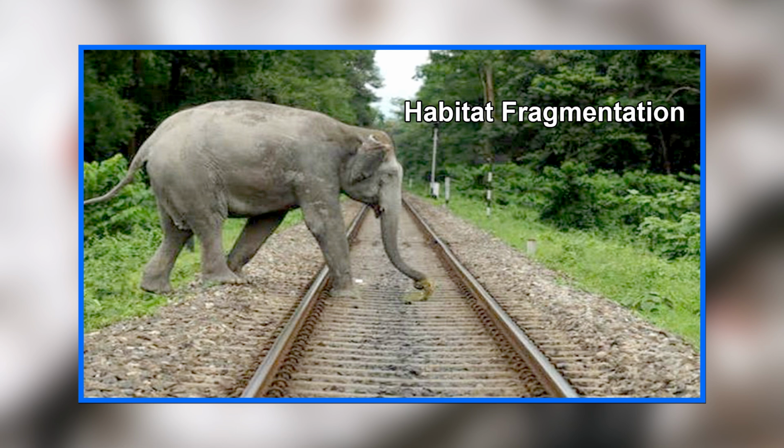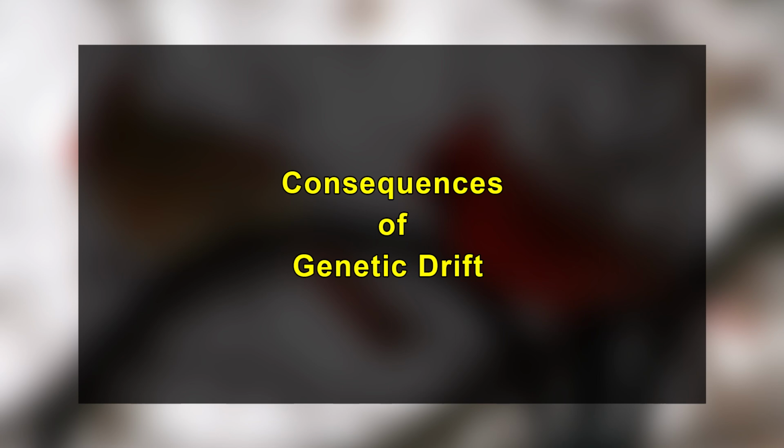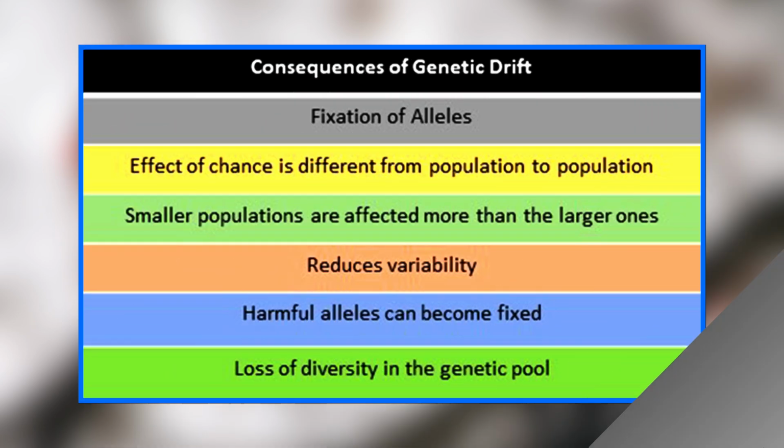the figure. Dear students, let's now discuss the genetic drift consequences. Genetic drift results in loss of diversity in the genetic pool, where fixation of certain genes may be similar to its initial frequency in the population.